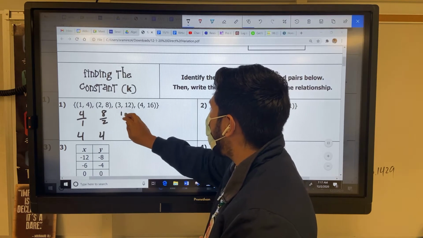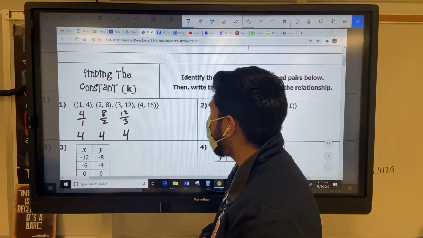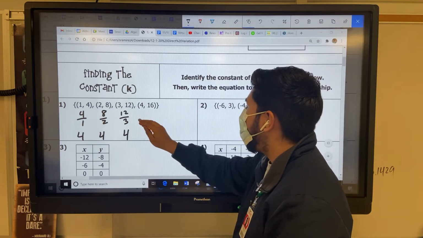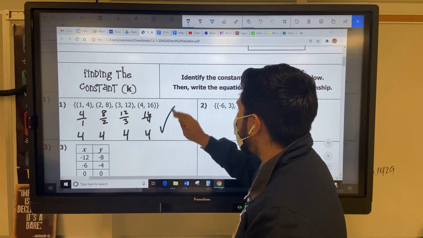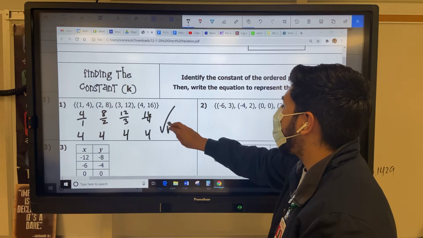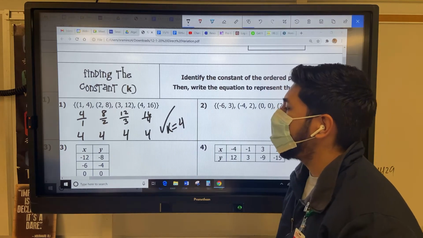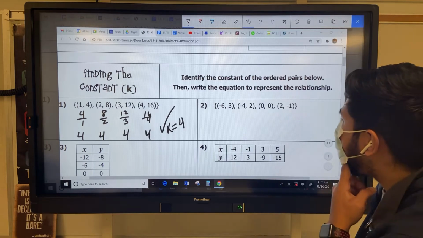12 over 3. 12 divided by 3 is 4, so we're doing good so far. And then 16 over 4, which also gives me 4. So boom. This is a direct variation, and my k is 4. So we're good to go. Do that on your own over here.